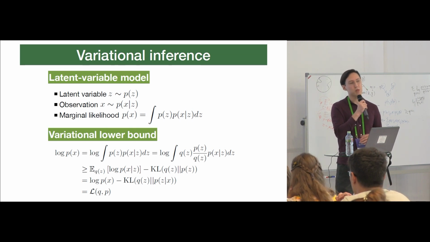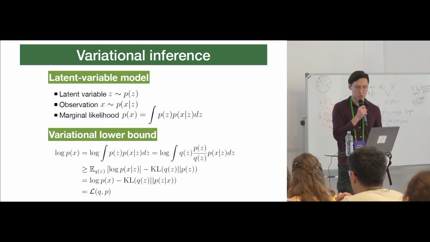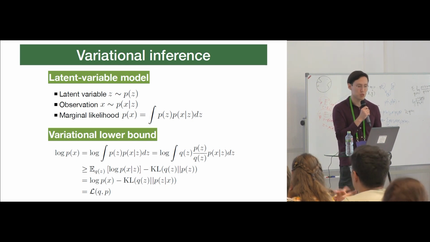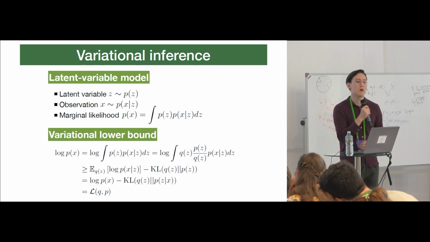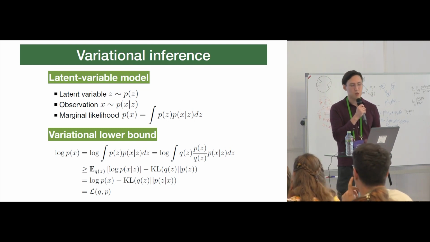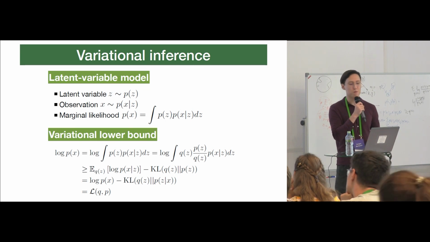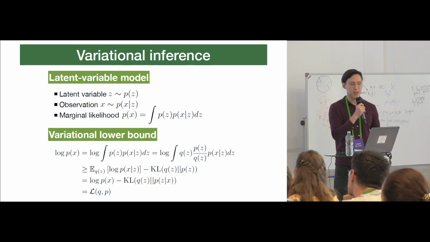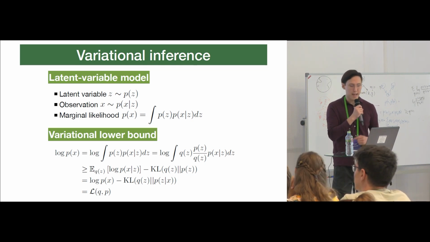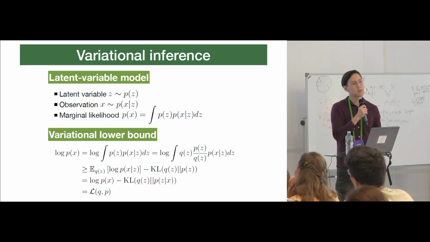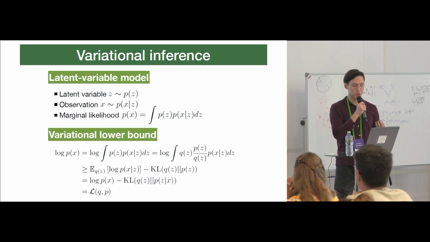Equivalently, we can rewrite this as the original logarithm of p of x, the marginal likelihood, minus the KL from q of z to the true posterior p of z given x. So from the latter equation, it is obvious that this bound is a lower bound. It can never be greater than the original marginal likelihood. And the gap between those two is measured by the KL divergence between our approximate posterior q of z and the true posterior p of z given x.